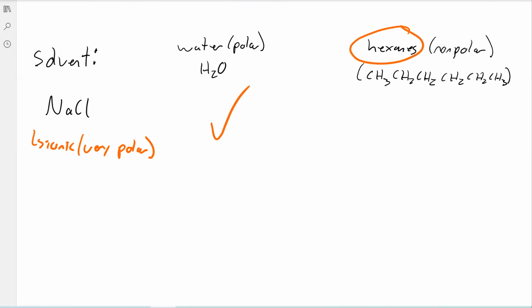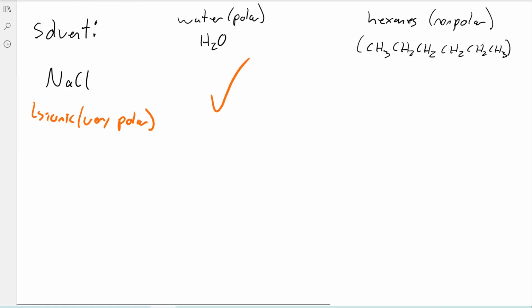Another analogy for hexanes would be oil. So again, if you try to take some salt and dissolve it in water, very easy. Try to dissolve that salt in some oil, it's not going to dissolve.